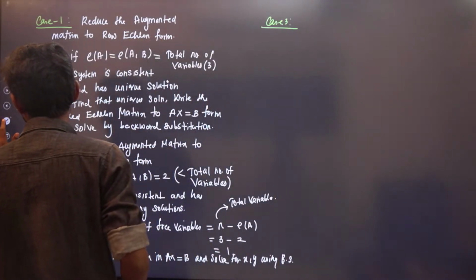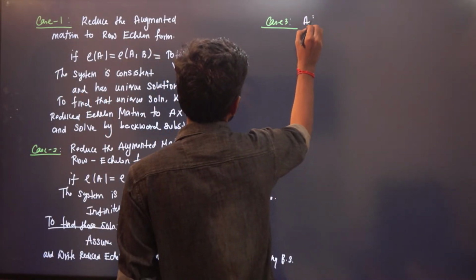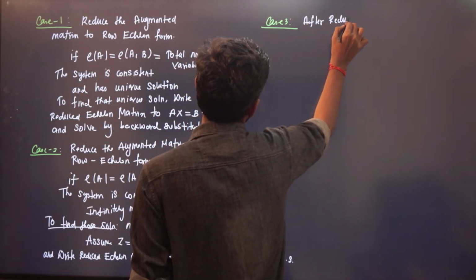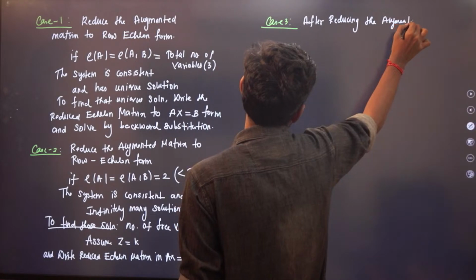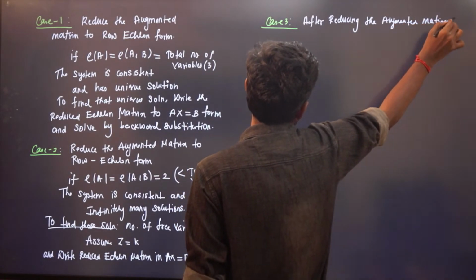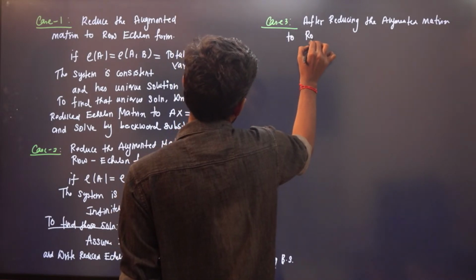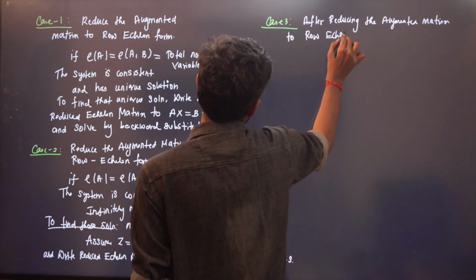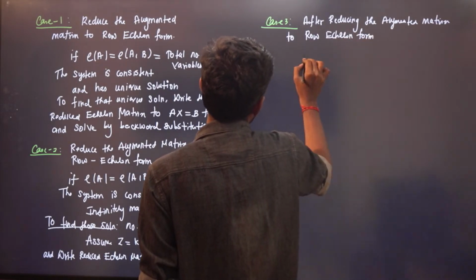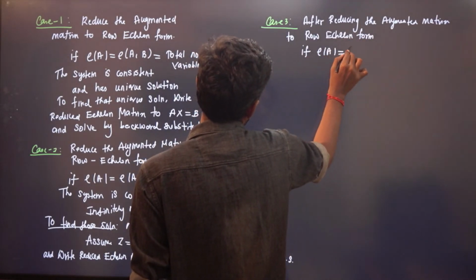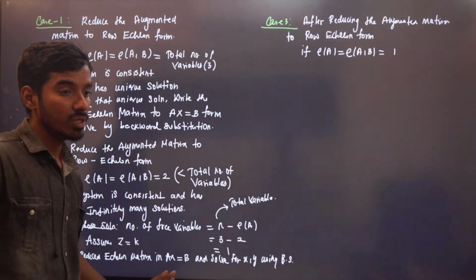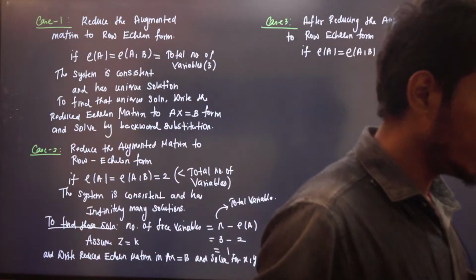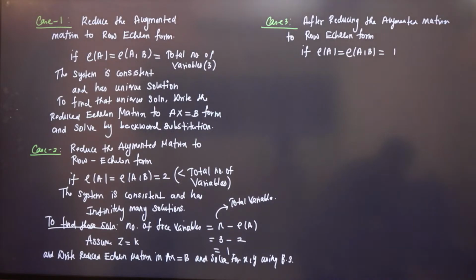So what is case 3? After reducing the augmented matrix to row echelon form, if rank of A comma B both are equal to 1. See, I'm explaining only for three variables, right? You can generalize for n variables also. If both are equal to the total number of variables, unique solution.